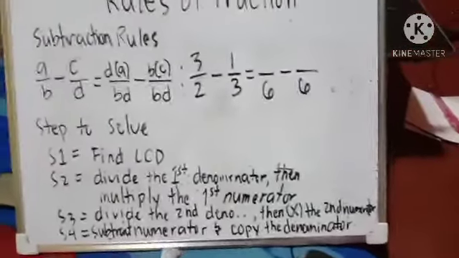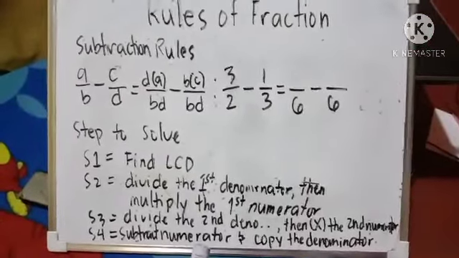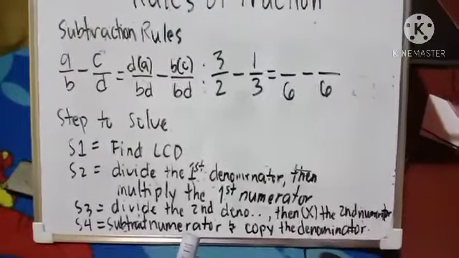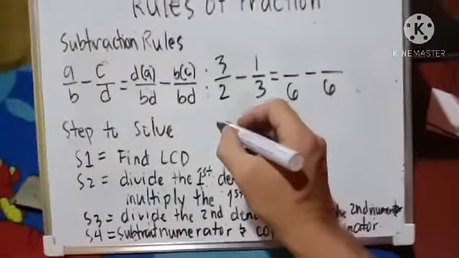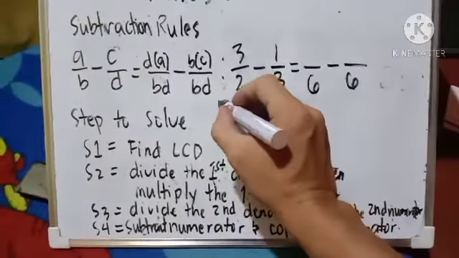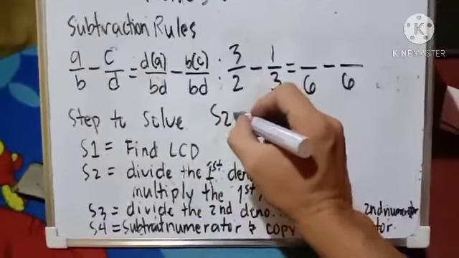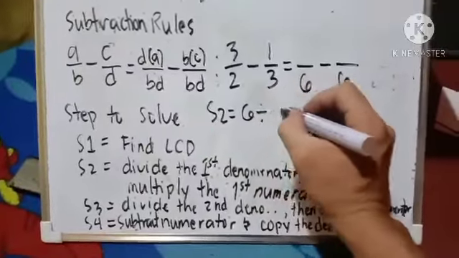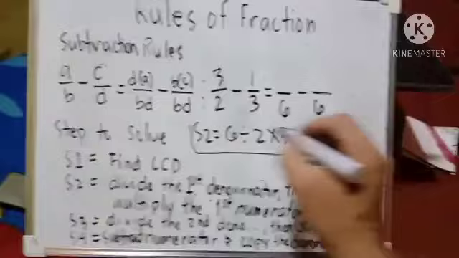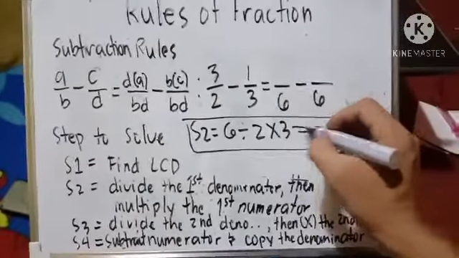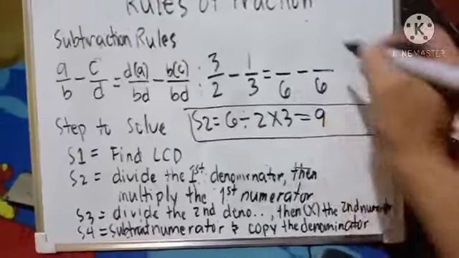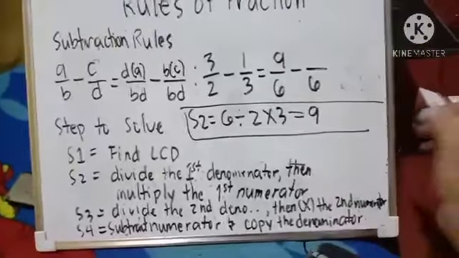The second step is divide the first denominator, then multiply the first numerator. Sulat muna natin ha. The step 2 is 6 divided by 2 times 3. So 6 divided by 2 is 3, times 3 equals 9. Okay, copy lang natin yung 9.